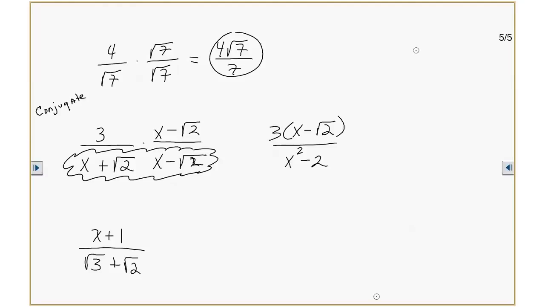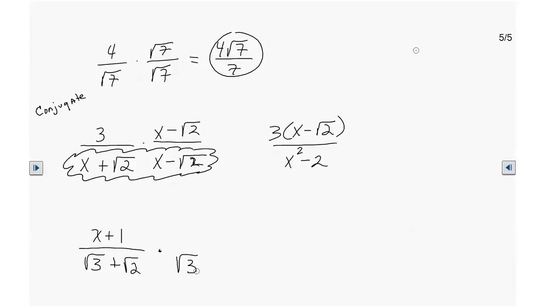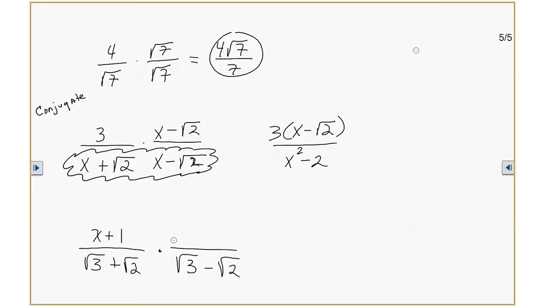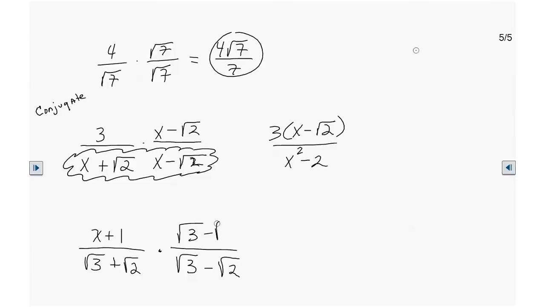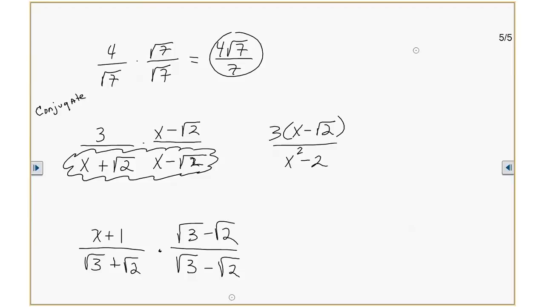What's the conjugate of square root of 3 plus 2? Square root of 3 minus 2. What's that going to give us on the bottom? 3 minus 4, which is negative 1. Now if you don't know your shortcut, you're going to struggle. The conjugate is really not that hard to remember. What is the conjugate of A plus B? A minus B.